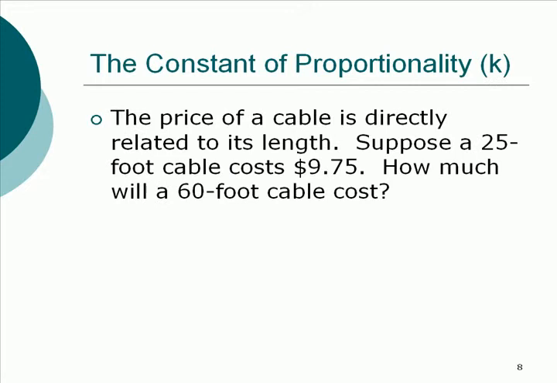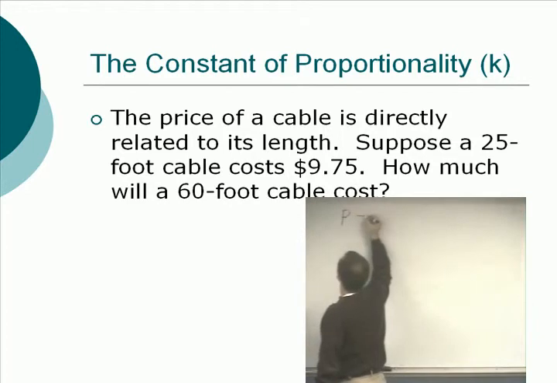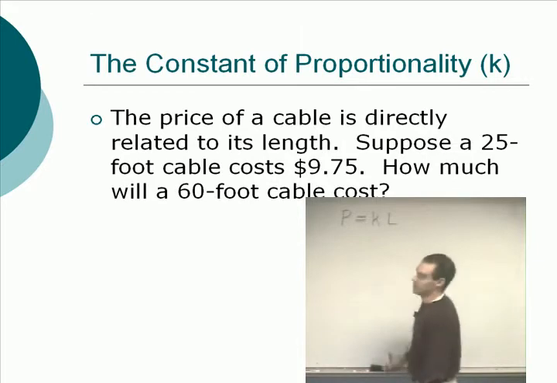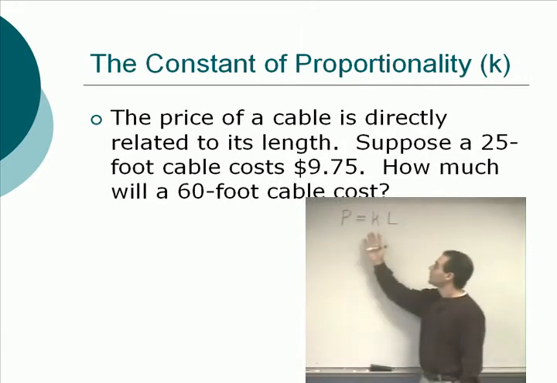Here's what we've got. Same problem we saw a minute ago. You already know what the answer is going to be. But let's resolve this. Here's the key. The price of the cable is directly related to its length. When you use the constant of proportionality, you read the first sentence. Price of the cable directly related to its length. So we would say that the price of the cable equals k times the length. That equals k is a way to represent is directly related to.